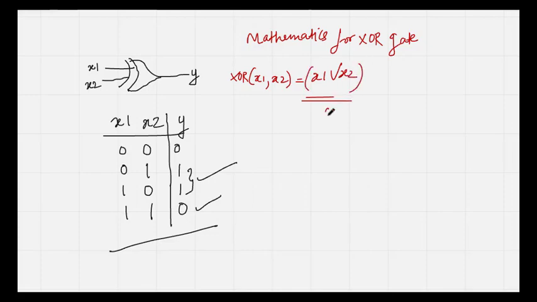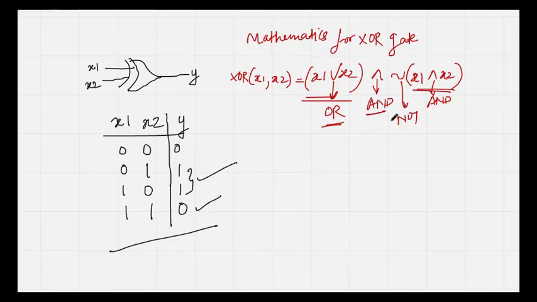This symbol stands for OR. So x1 OR x2, and do AND of it with the negation of x1 AND x2. So this is the mathematical equation. This operation is AND, this operation is NOT. So here we require three gates: OR, AND, and NOT all together. So this is how the mathematical equation for XOR looks like: x1 OR x2, perform AND with the negation of x1 AND x2.